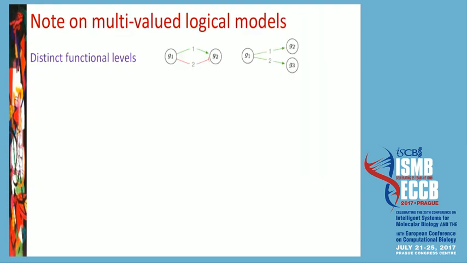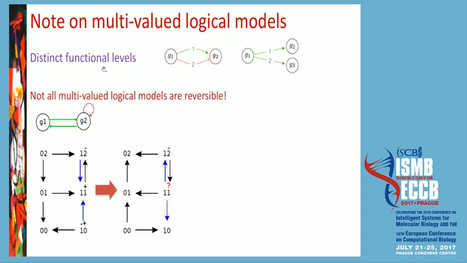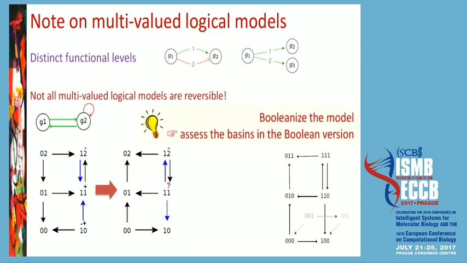On multi-valued models, it's often useful to distinguish different functional levels. Unfortunately, multi-leveled models are not directly reversible, so we cannot perform this operation directly, but we can use the Booleanization of a model to then use the reverse Boolean model and assess the basins of attraction in the multi-valued models.